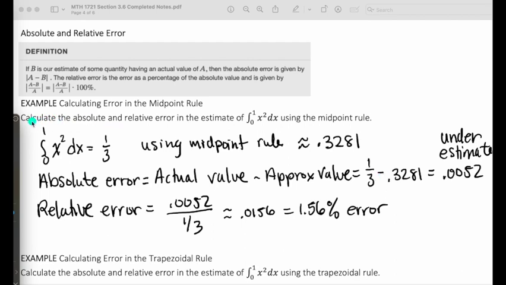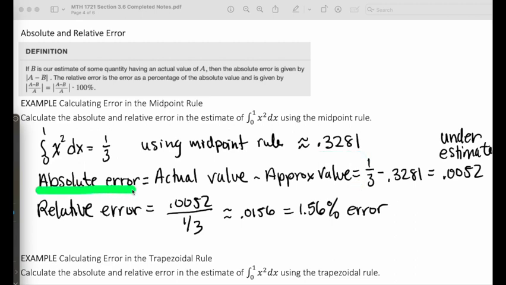Okay, so we're going to calculate the absolute and relative error in the estimate that we did for finding the area under the graph of x squared from 0 to 1 when we use the midpoint rule. Okay, so here's the actual value. If we take and integrate x squared from 0 to 1, which is pretty easy to do, so we can check it, we're going to get 1/3. When we did it using the midpoint rule and we approximated the area, we got 0.3281.